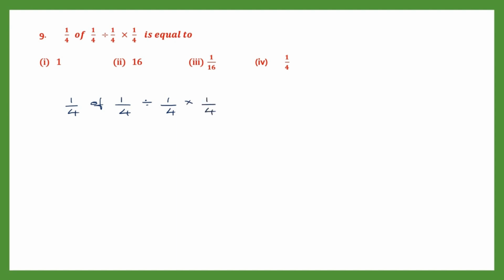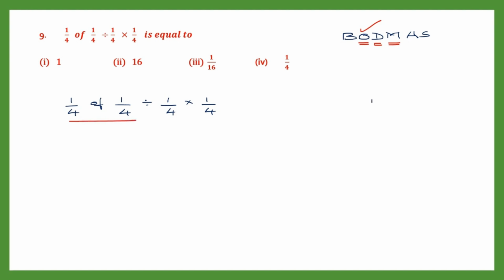So again, remember, when you have many operations, you have to follow the order given in BODMAS. So here, what are the things that we have? We have of, division, multiplication. According to this, of should be done first. That means this part has to be done first.